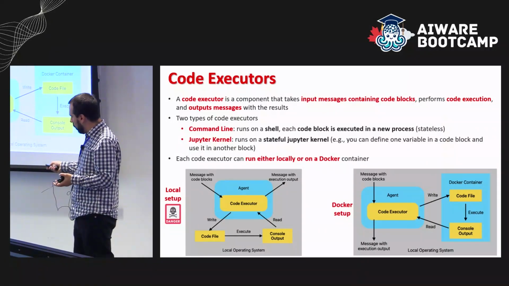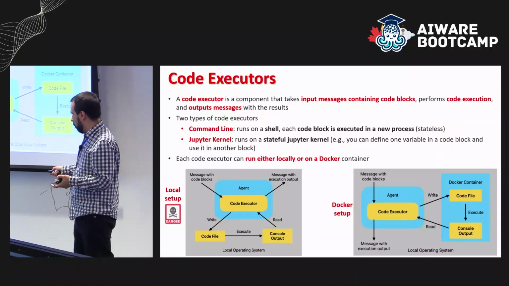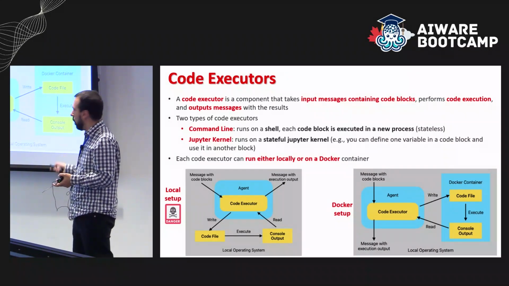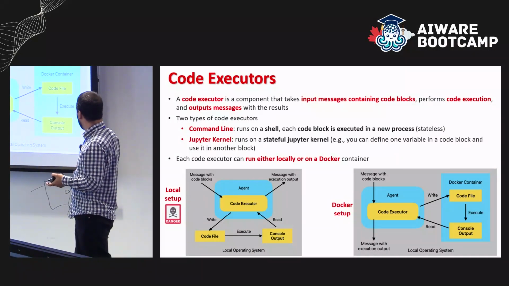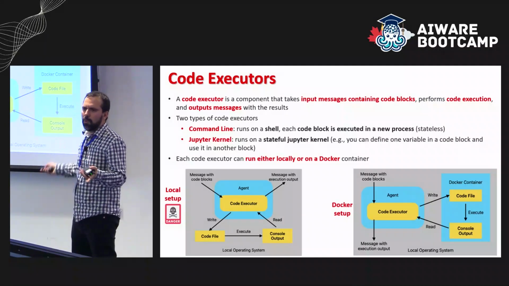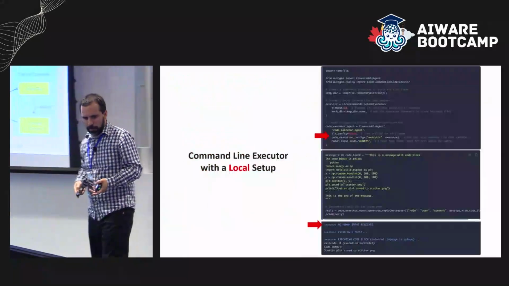So basically, it's going to identify the code blocks. It's going to put them in a file on your local operating system and execute it. It's going to take the output from the console and put it back here, and that's the output, right? Now, if it's on a Docker environment, then this file is created inside a Docker container and executed inside the container, so much safer, right? This is probably what you should do for the most part, but here, just to make things simpler, I'll just talk about the local setup, okay?